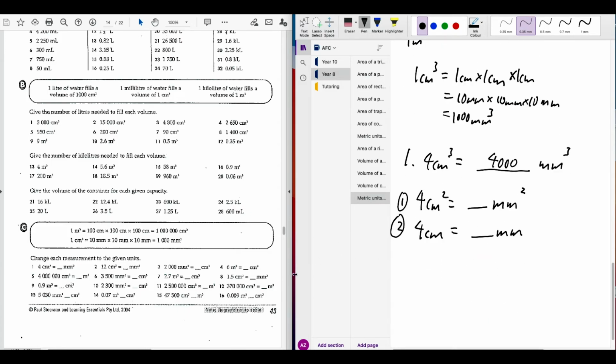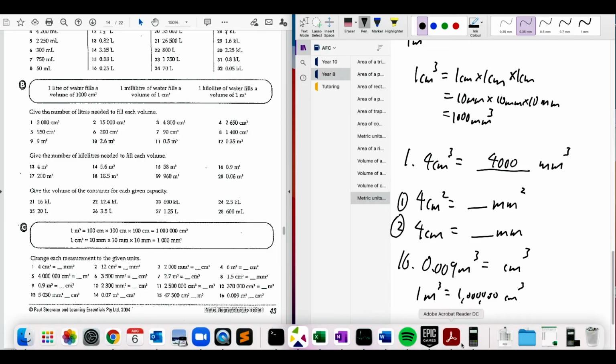Alright, let's take a look at another one. So just take a look at question 16. Question 16 says 0.009 cubic meters is equal to how many centimeters cubed? Well, we know that 1 meter cubed is equal to 1 million centimeters cubed, right? So to get from meters to centimeter cubed, you have to times it by 1 million. So then we just have to times this number by 1 million.